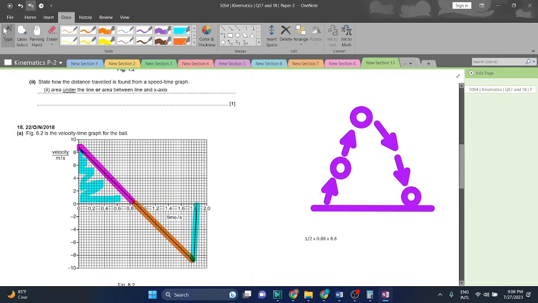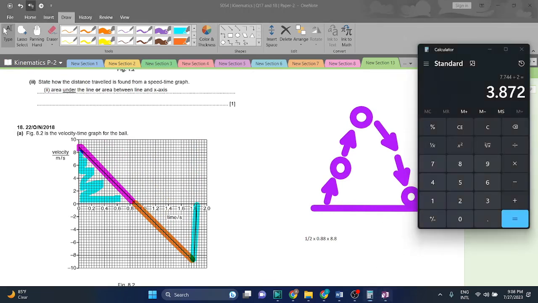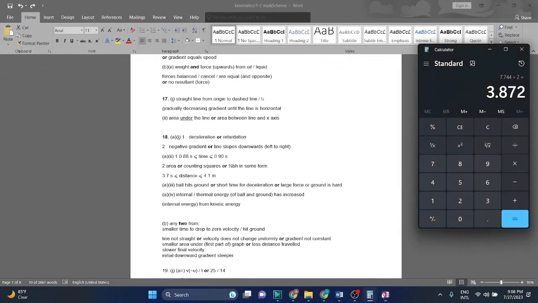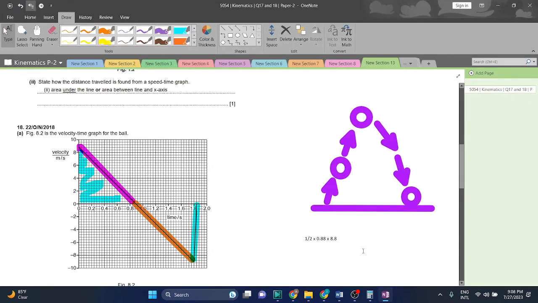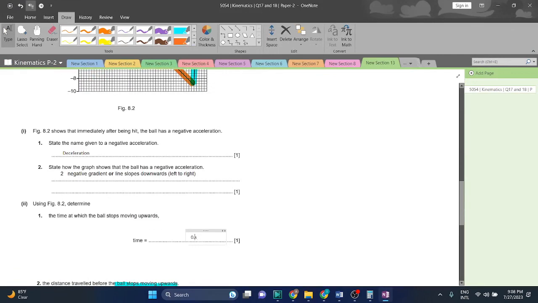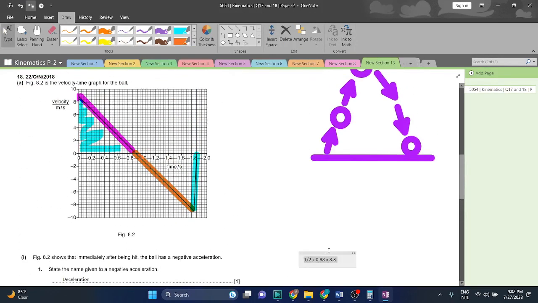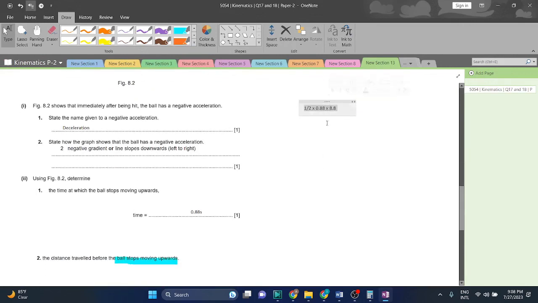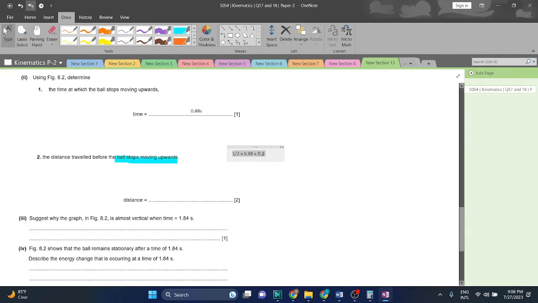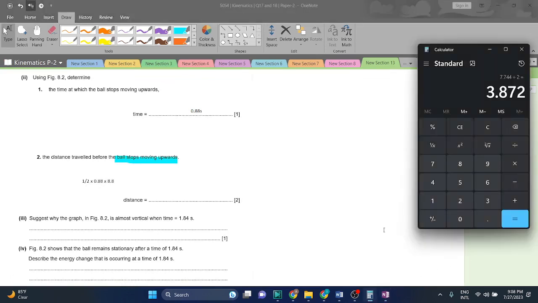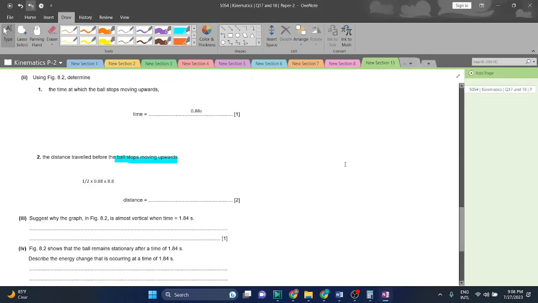If each box... what is the answer? Our answer has come out right actually. Let's take 880. Our answer is right. So this will give us 3.872 something. Let's check. This will be the answer, which is 3.872 meters.